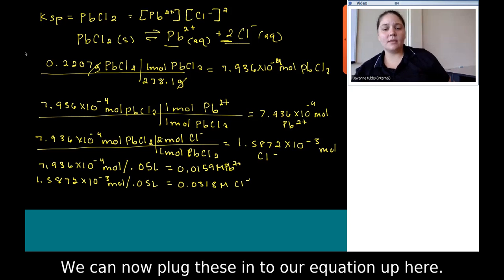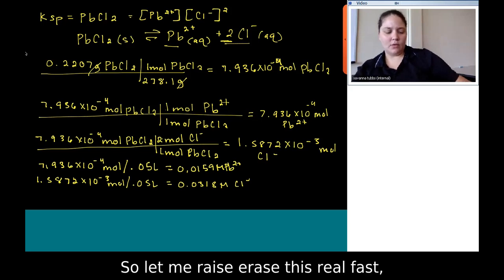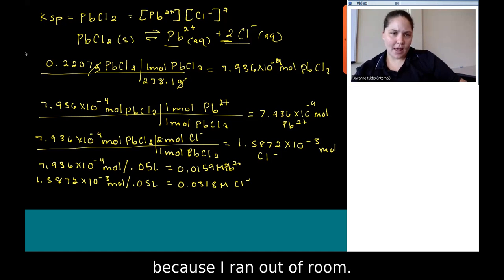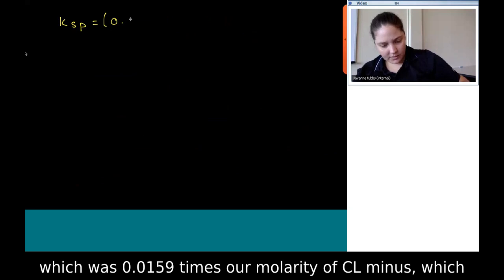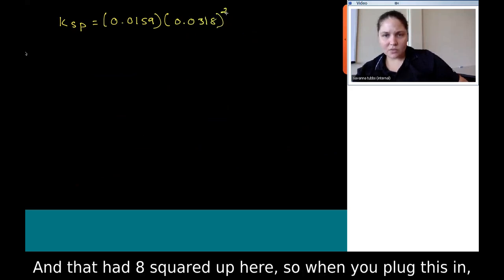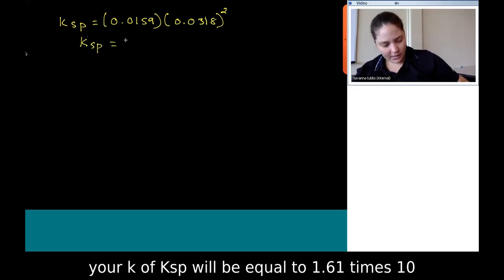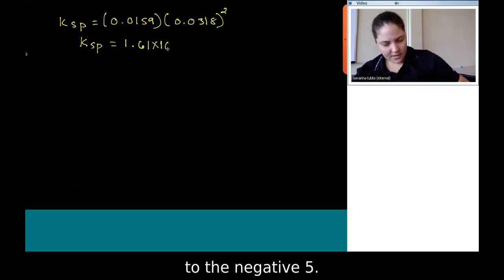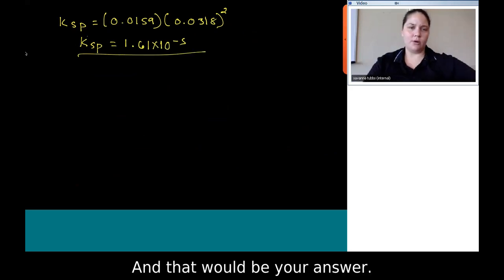We can now plug these in to our equation up here. So let me erase this real fast because I ran out of room. So we can say our Ksp equals our molarity of Pb2+, which was 0.0159, times our molarity of Cl-, which was 0.0318, and that had a squared up here. So when you plug this in, your Ksp will be equal to 1.61 times 10 to the negative 5, and that would be your answer.